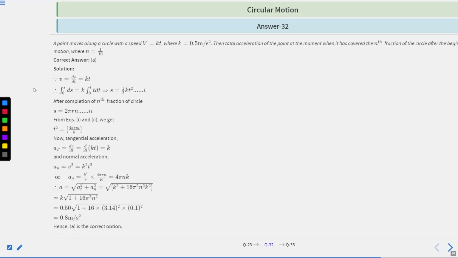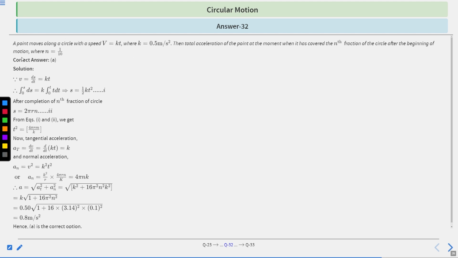Let's find a solution. V equals ds upon dt, which equals kt. This is given in the question. Integrating this, ds equals k integral from 0 to t of t dt, so s equals half kt square. Clear? Let this be equation first. After completion of the nth fraction of the circle, s equals 2 pi r n. This is equation second. From equations first and second, we get t square equals 4 pi r n divided by k.